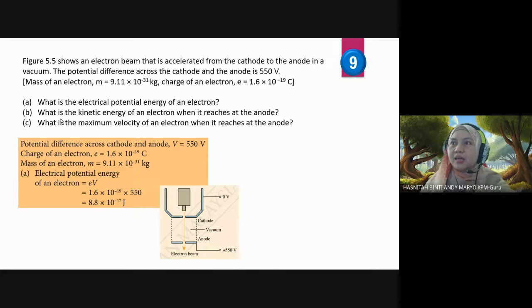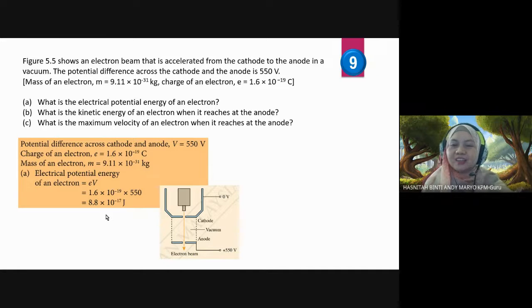Okay, the formula is E equal to eV. Question B. Can you tell me what is the kinetic energy of an electron when it reaches the A naught? Okay, so here it leaves the cathode with an electrical potential energy of 8.8 times 10 negative 17 joule. So when it reaches the A naught, what is the kinetic energy, students?